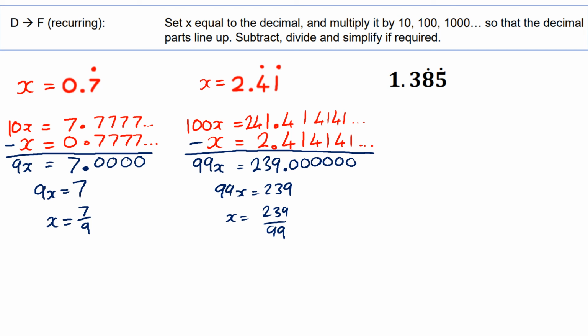Last one, and quite a common one for how the exam likes to set these out. So again, we're going to say that x is equal to 1.3, and then there's not a dot above the 3, so that doesn't repeat, but the other bits do. The 8 and the 5 repeat over and over.